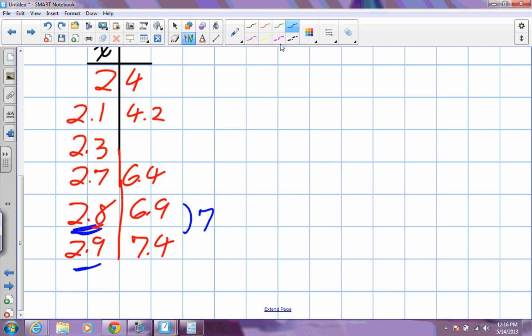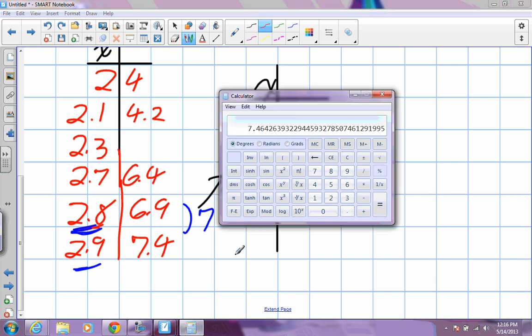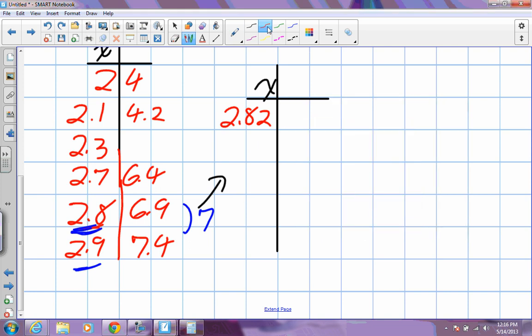So we can make another chart here. This time we're going to start at 2.8. So here are our x values. Let's try 2.82, and see how close that gets us. 2 to the power of 2.82. We're too high. That was 7.06. So let's try 2.81 and see if that helps.